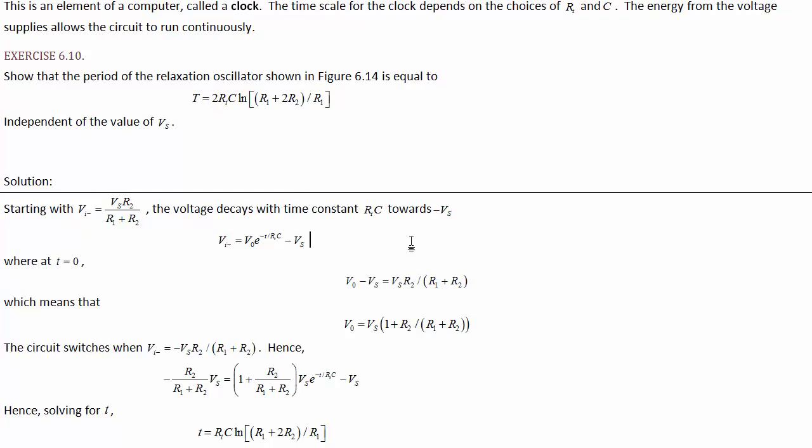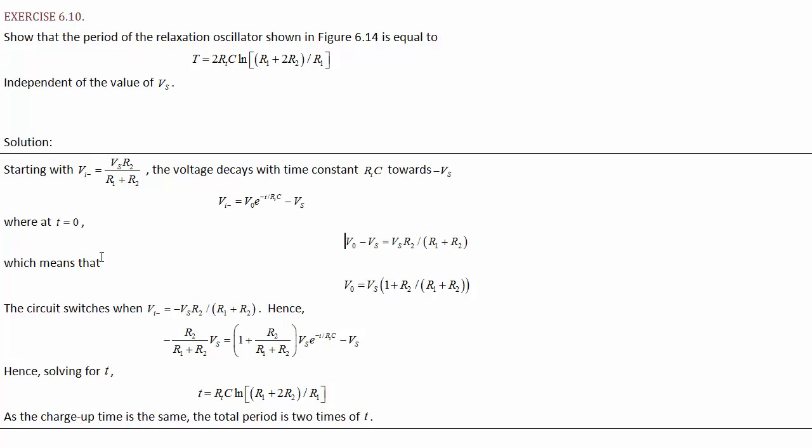So this is the falling part. We had to put in V out as negative Vs to get this solution. Okay, then substituting in that at t equals 0, we want this to be our voltage. We can come up with what that initial voltage should be, and then we can solve for the time, as described earlier, that it takes for it to get to this negative switching voltage. So t is equal to this, and the charge up time is the same by symmetry, so we end up with 2 times this for the period.